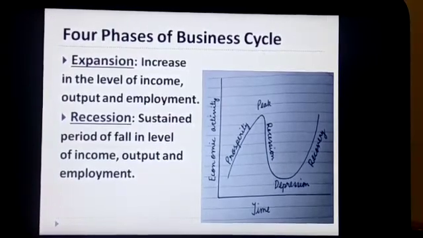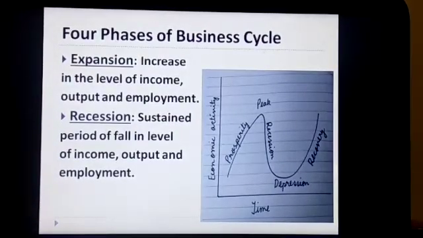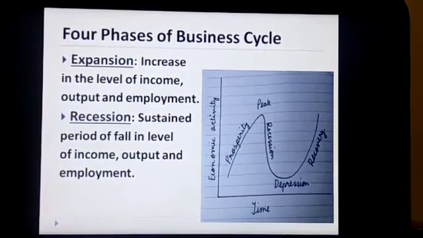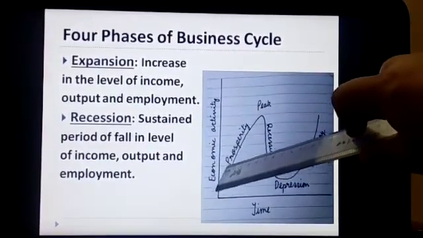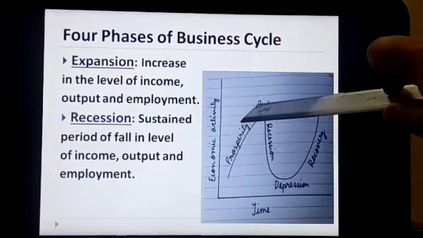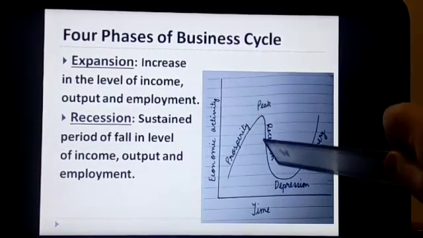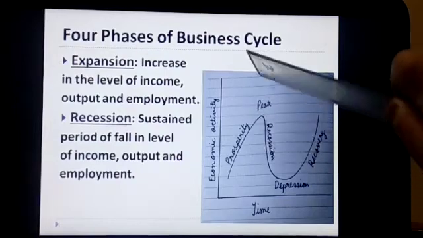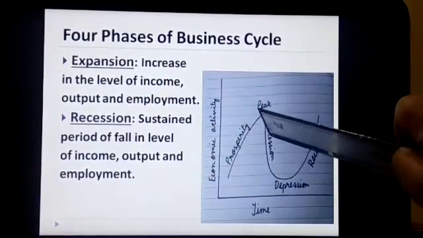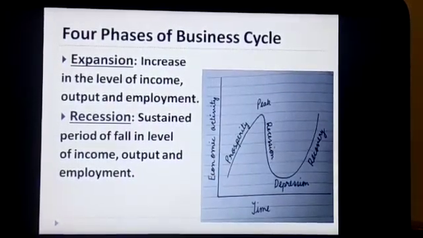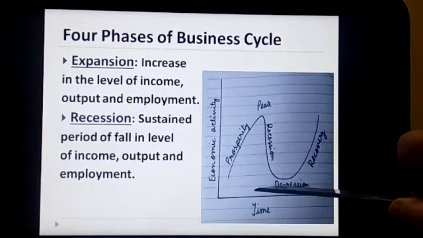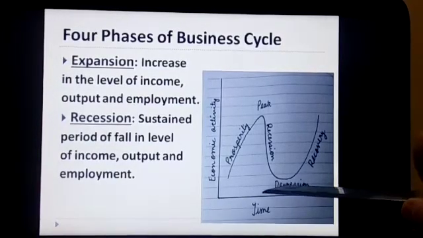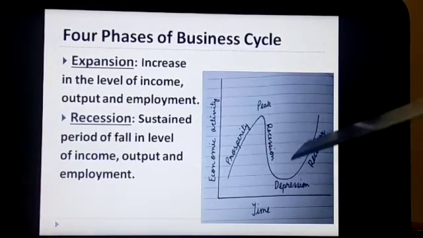So whenever I have to explain the four stages, it is to be explained in respect to income, output, and employment. First is expansion, everything is increasing, income, output, employment, peak, a very good situation. Recession, there is a fall like we are having now, fall in income, output, and employment. Production is less, income, output is less. Then comes depression, severe recession, not a good phase. And then there is a stage of recovery.